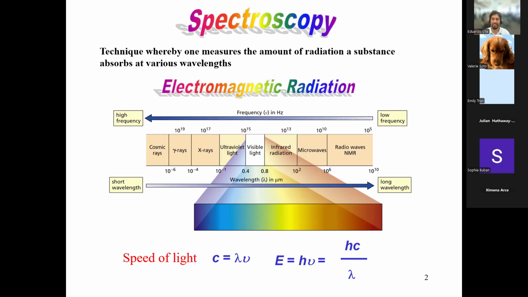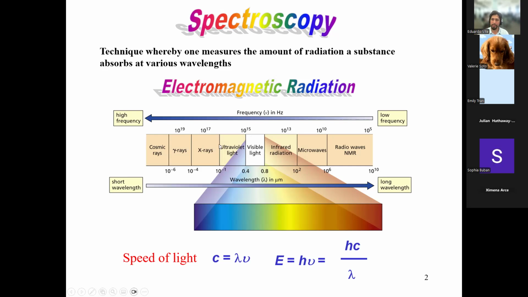And all of this is carried by photons. The photon is the carrier particle of electromagnetic radiation. The only part that we can see is a very, very narrow portion of it that we call visible light. Usually it's 400 nanometers to 700 nanometers, or so, up to 800 nanometers.